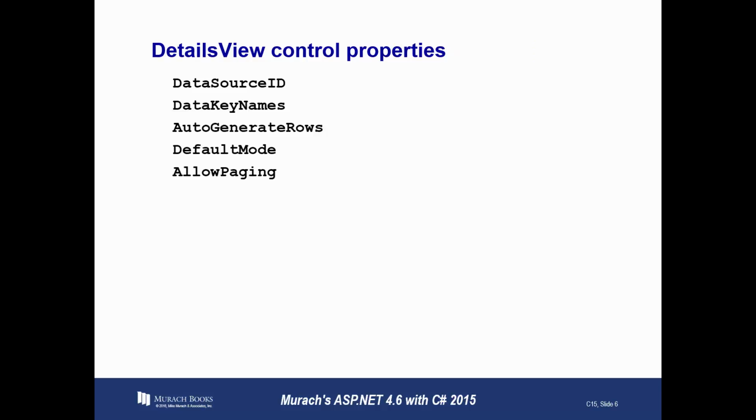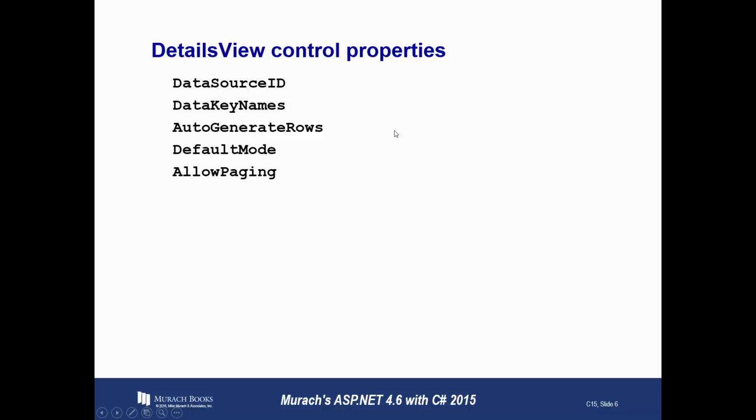As far as Details View control properties, we've got the DataSourceID. That's the ID of the data source. DataKeyNames, which is a list of the field names that form the primary key for the data source. AutoGenerateRows, which is a Boolean, and if it's set to true, a row is automatically generated for each field in the data source. If it's false, you must define the rows in the fields element. DefaultMode, which sets the initial mode. It's one of those three things that we just looked at: edit, insert, or read-only. And AllowPaging. If it's set to true, it allows paging.